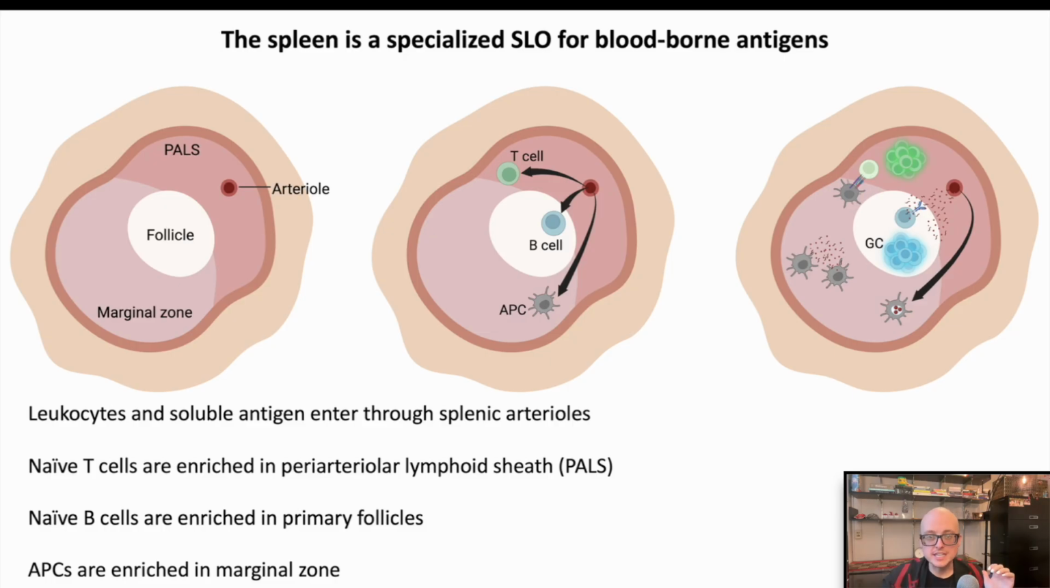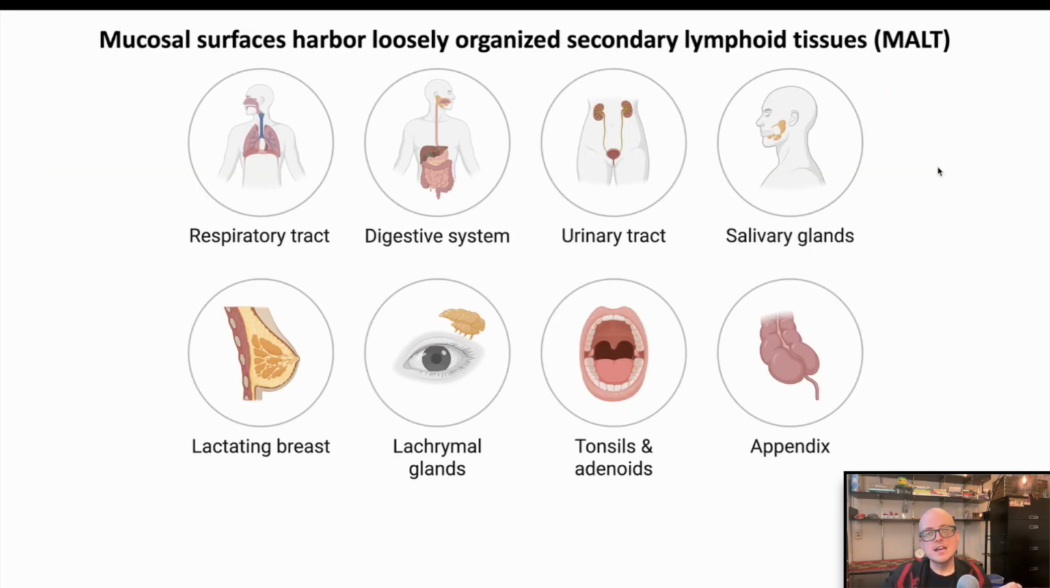Okay, so that's the spleen, but there was one final secondary lymphoid organ that we wanted to cover, and that was the mucosal-associated lymphoid tissue, or MALT. MALT is a little bit hard to pin down because it's so loosely organized.